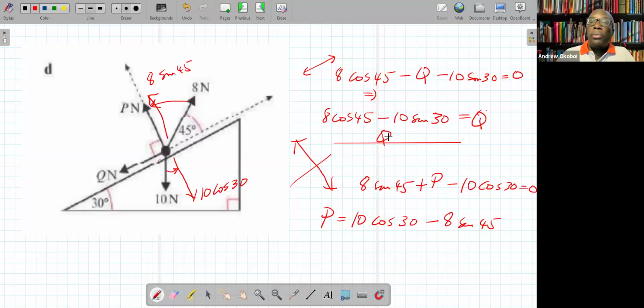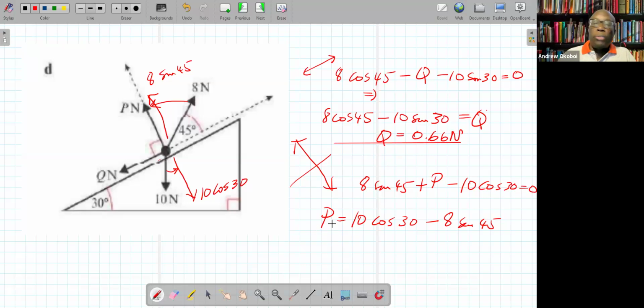So the one for Q was 8 cos 45 minus 10 sine 30. Now, this one here is negative because Q is on the negative x-axis, so that's okay. So let's get our answer here. 0.66 newtons. And you can take the answer just as it is. The sign is not important. So Q equals 0.66 newtons.